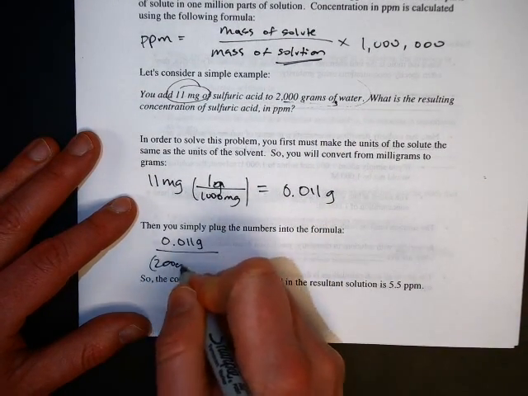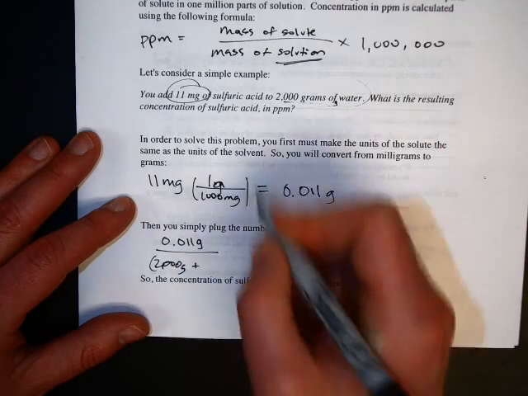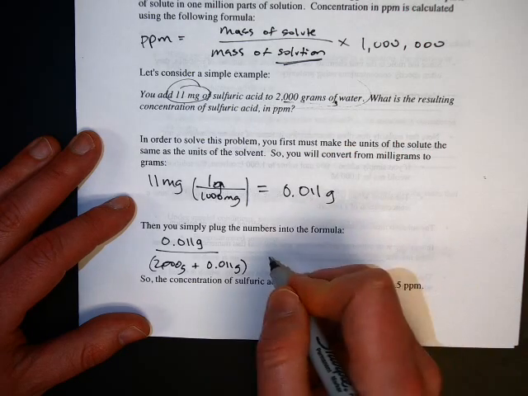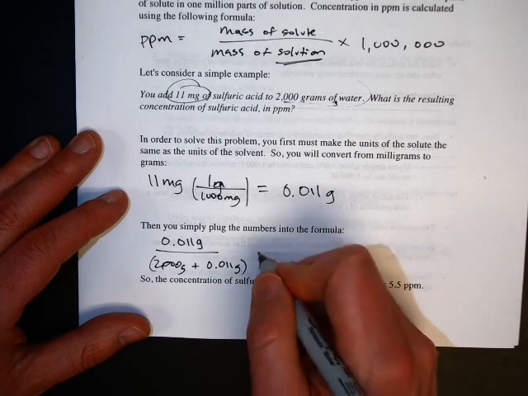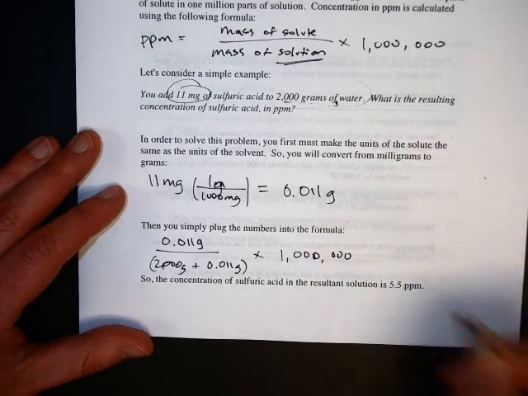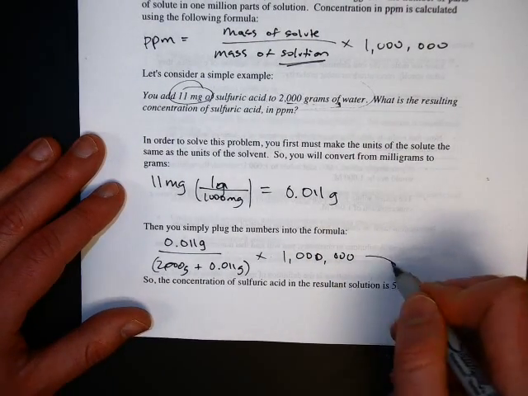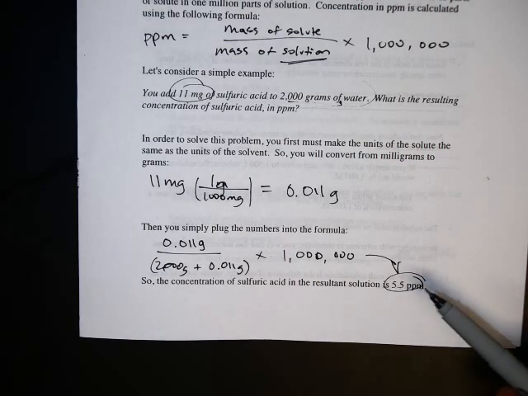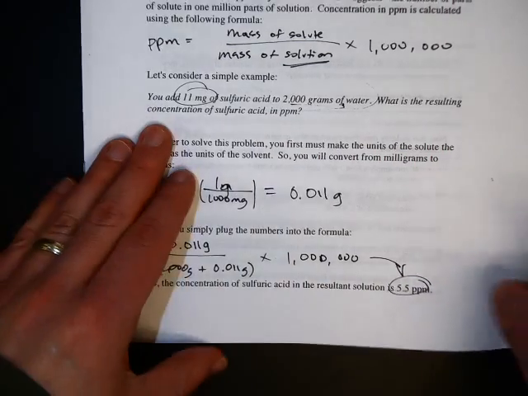So you take 2,000 grams of water plus 0.011 grams of other stuff. You do that first with this parentheses down there, then multiply that by 1 million. And the resulting answer is 5.5 parts per million. For parts per million, you have to put the ppm as your label.